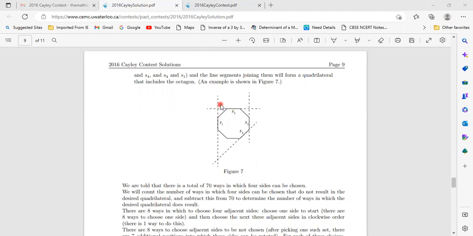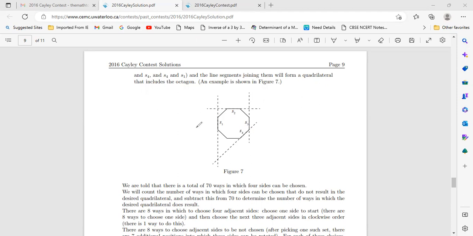So now we know how to achieve the quadrilateral. In the question they're saying that there are 70 ways in which 4 of the sides can be chosen at random. They're asking about the probability of obtaining a quadrilateral that contains the octagon, so the octagon should be inside. That's the question.